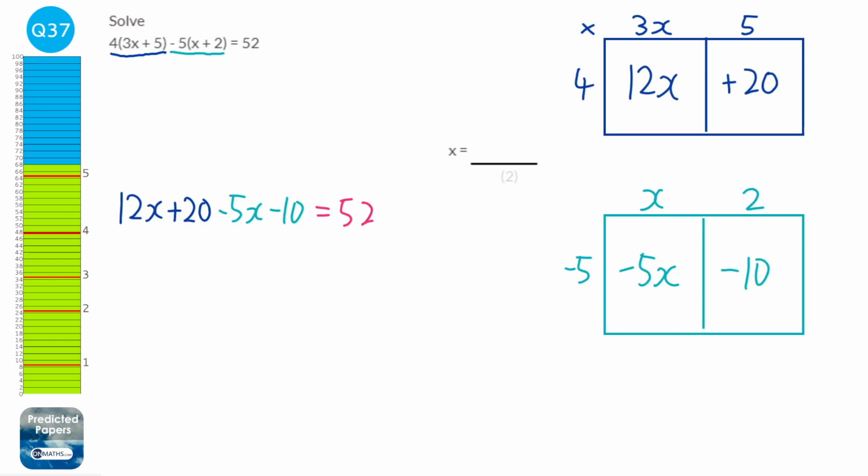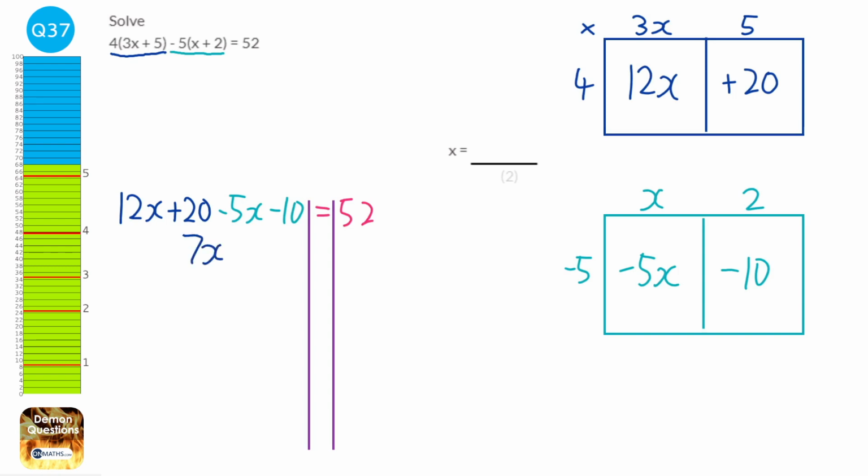So I'm going to start by putting my lines in because we're solving. And I'm actually just going to start by collecting the like terms on the left hand side. So 12x take away 5x is going to be 7x, and 20 take away 10 is going to be 10. Okay, now we need to get rid of the plus 10, so we're going to take away 10 both sides. So we've got 7x equals 42, and then we need to get rid of the times 7, so we're going to divide 7 both sides. So x equals 6.